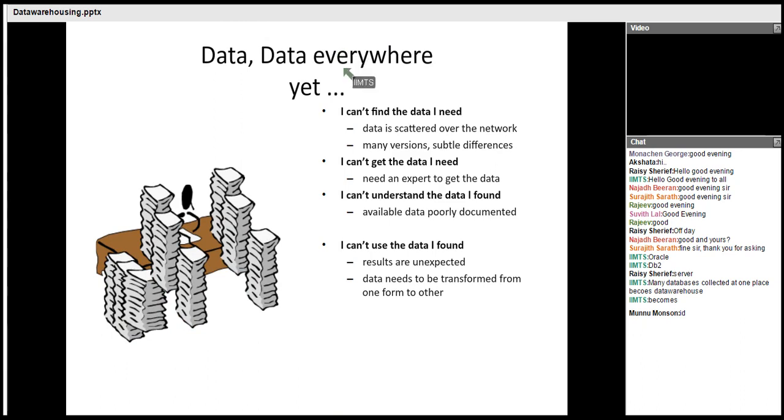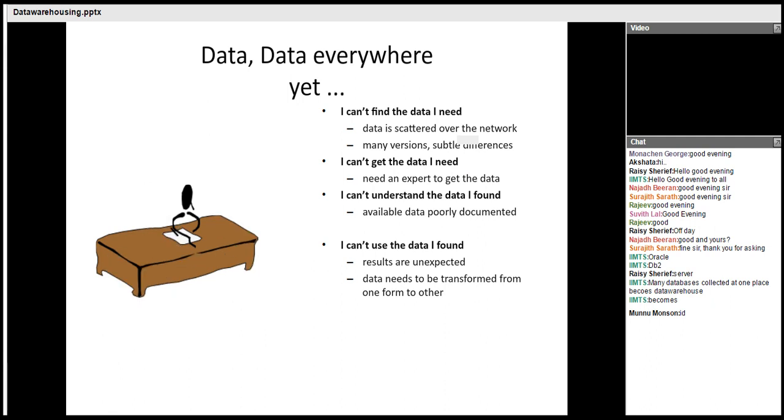Data everywhere, yet I can't find the data I need. Data is scattered over the network. Many versions, subtle differences. I can't get the data I need. I need an expert to get the data. I can't understand the data I found. Available data is poorly documented. I can't use the data I found. Results are unexpected. Data needs to be transformed from one form to another. That means data is there, but data is not in an organized way.